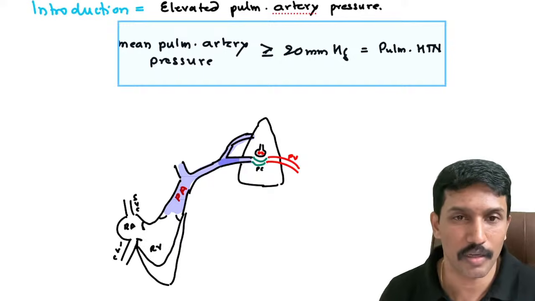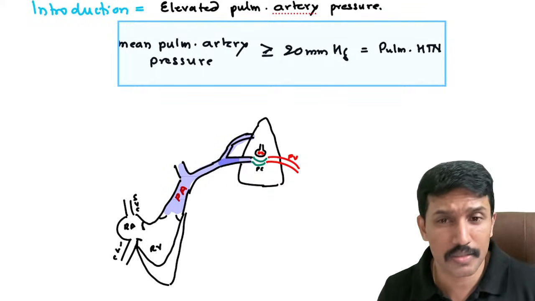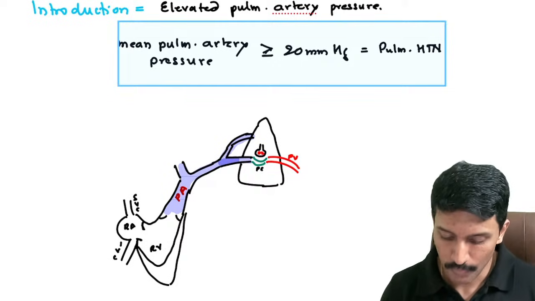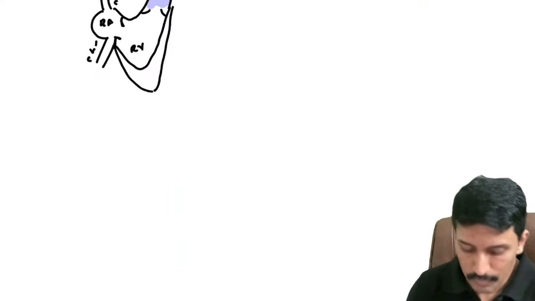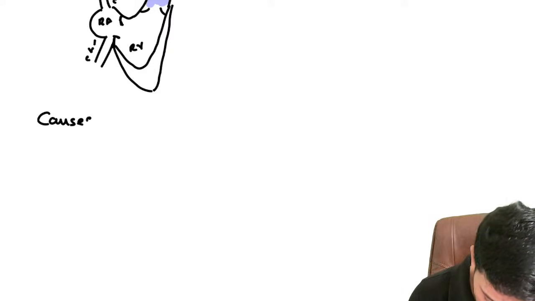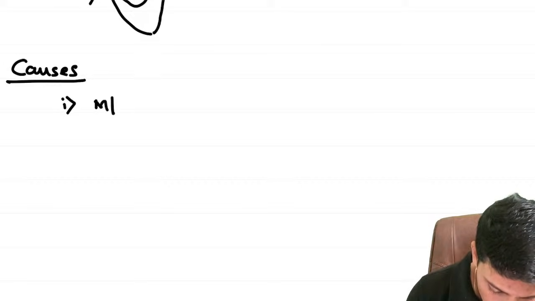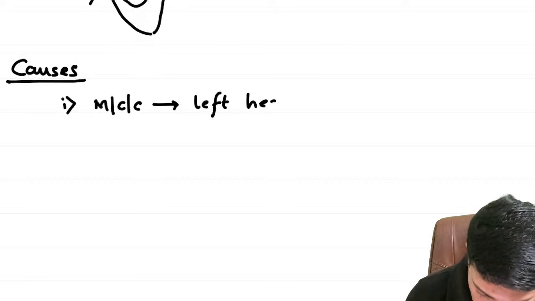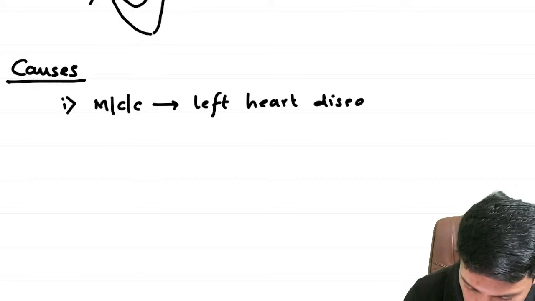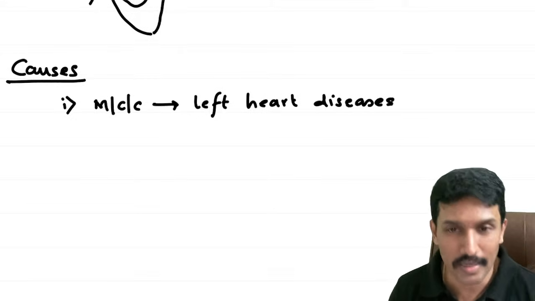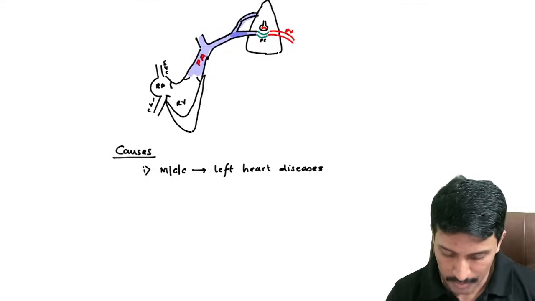Pulmonary hypertension refers to elevated pulmonary artery pressure. We express it in terms of mean: more than or equal to 20 millimeters of mercury is equal to pulmonary hypertension. Now, what can cause it? The causes for pulmonary hypertension. The first, which is the most common cause, is left heart disease. During your ward discussions, your teachers might have told you that the most common cause for right heart failure is left heart failure. Most common cause for right heart disease is left heart disease. I'll tell you why today.